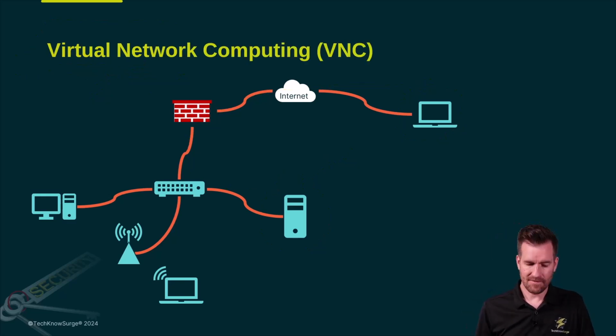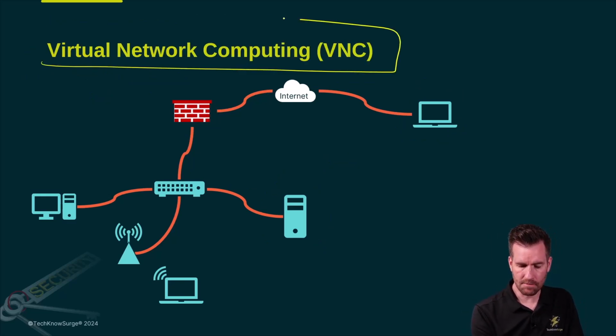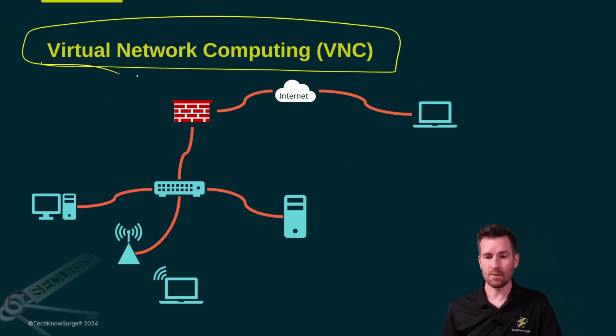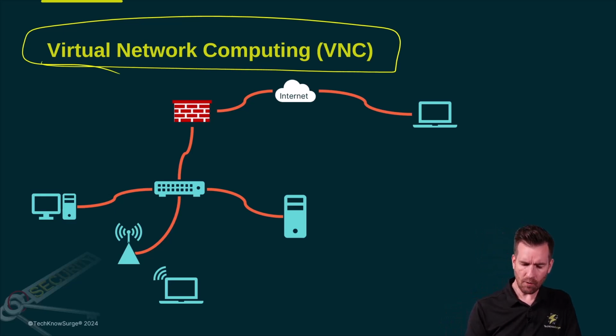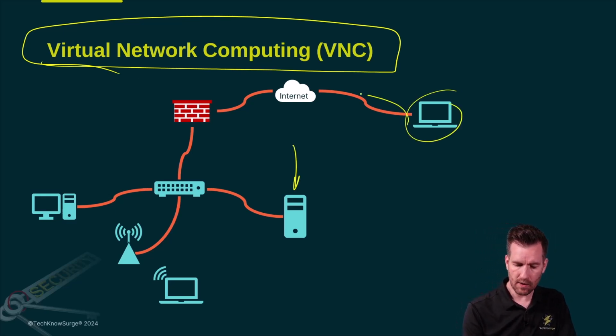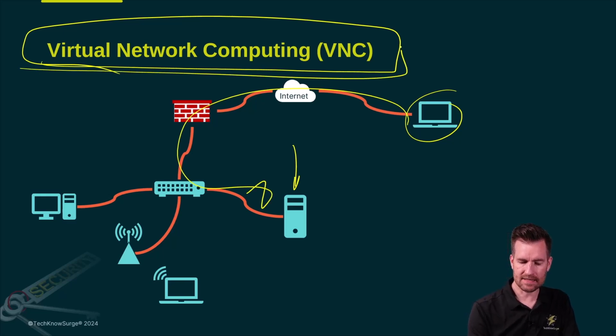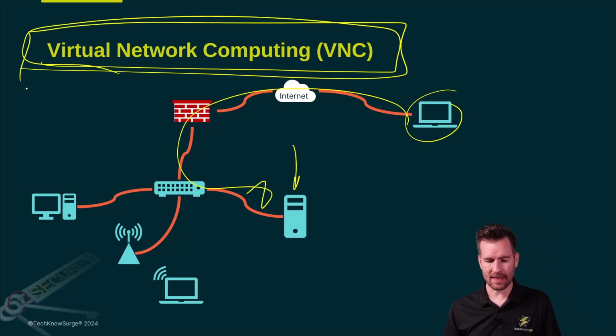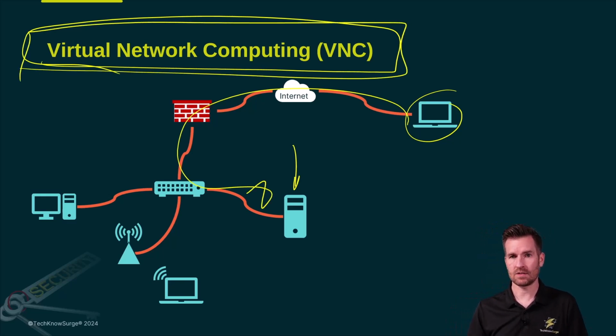VNC, or virtual network computing, is another way to make a remote connection. So that could use a graphical interface. So if I'm remoting into a machine, I could use a VNC, and then I'd have to encrypt that data to make that connection secure.